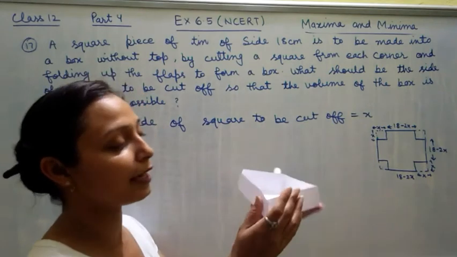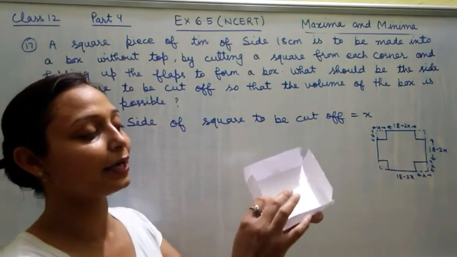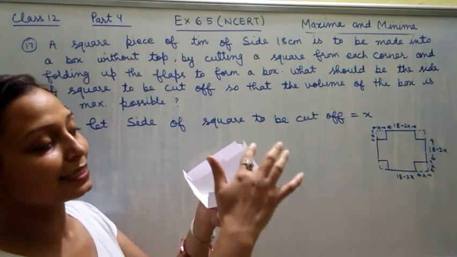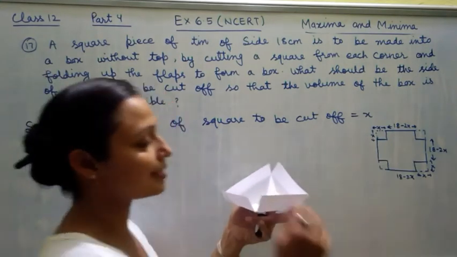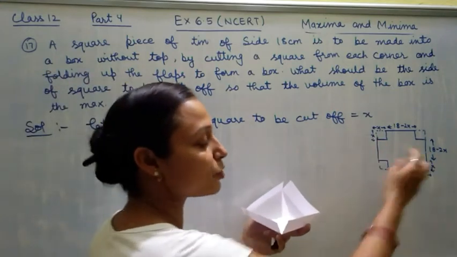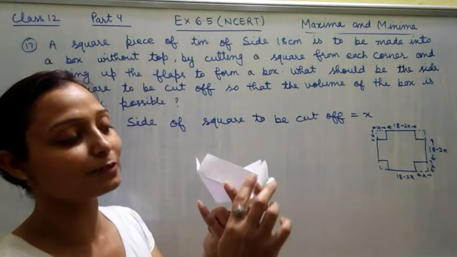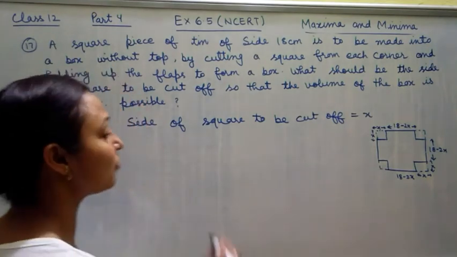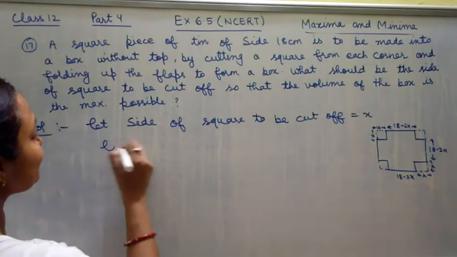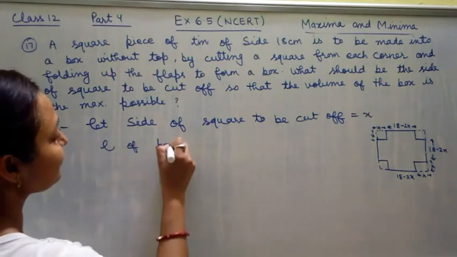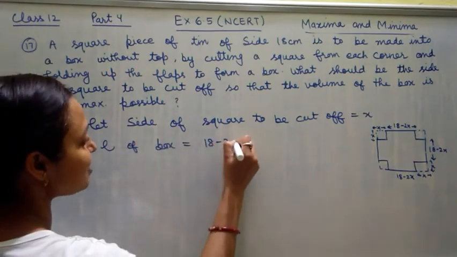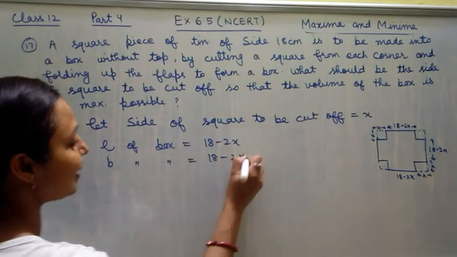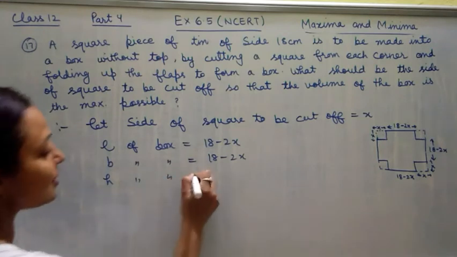So I want to find the length, breadth and height of this box which is formed here. What is the length? Length is 18 minus 2x. The breadth is 18 minus 2x, but the height of this box is x, that is the side of the square to be cut off. So volume, length of box is 18 minus 2x, breadth of box is 18 minus 2x, and height of box is x.